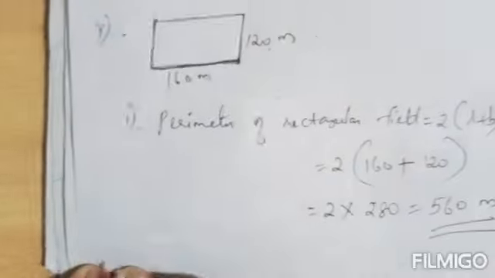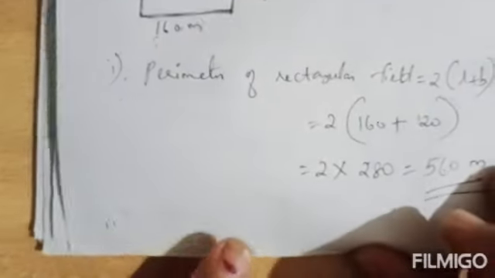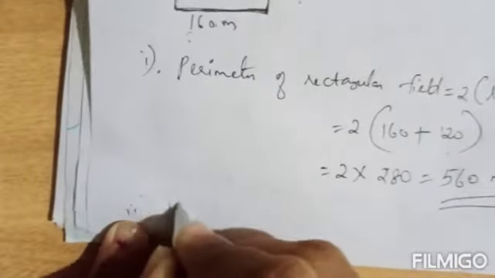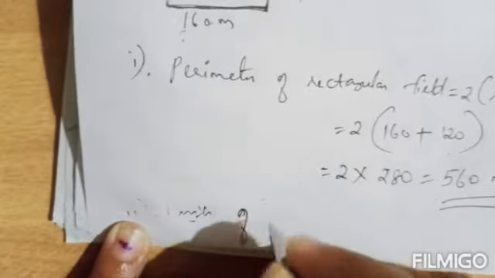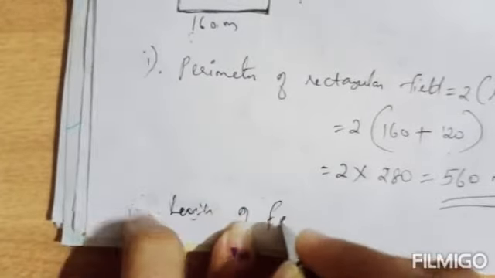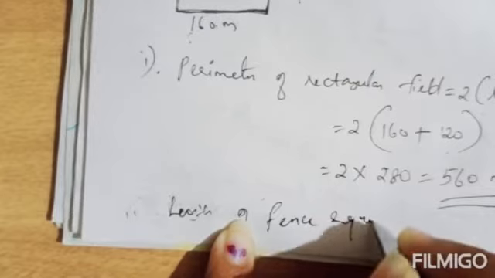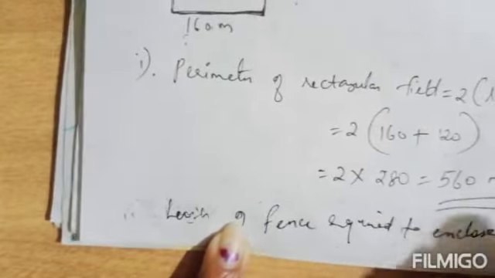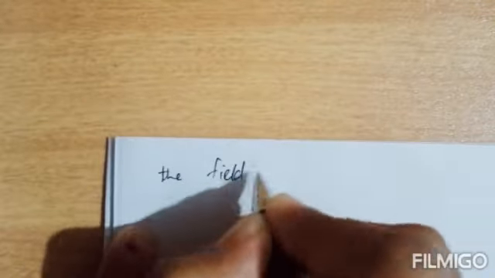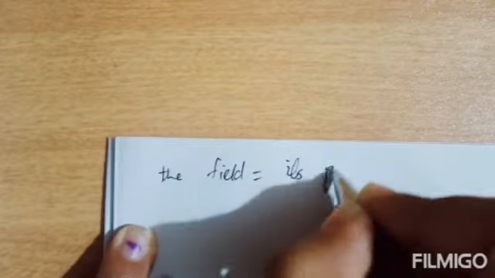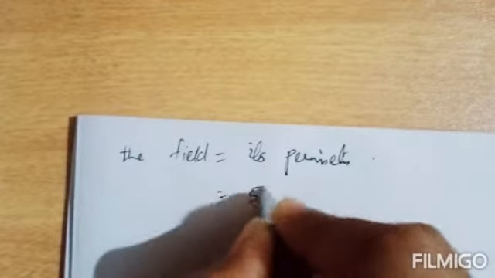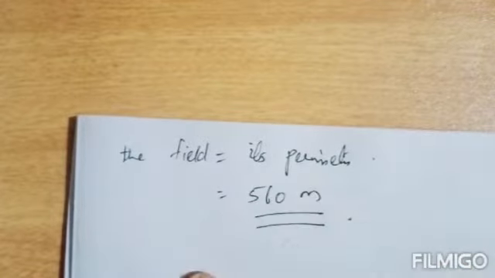Therefore, second question answer, it will be perimeter of rectangular field, the same, 560 meter. Okay, length of fence required to enclose the field will be equal to its perimeter, which we find 560 meter.